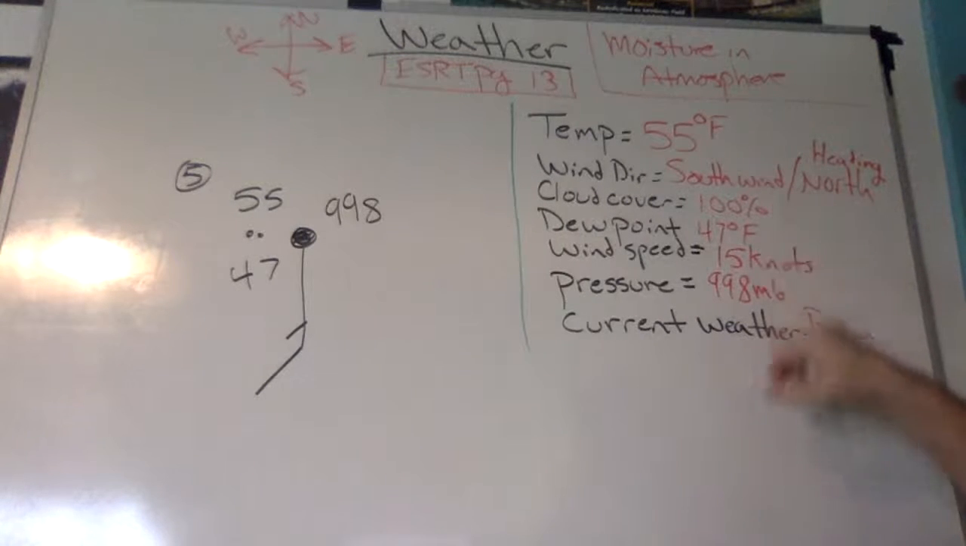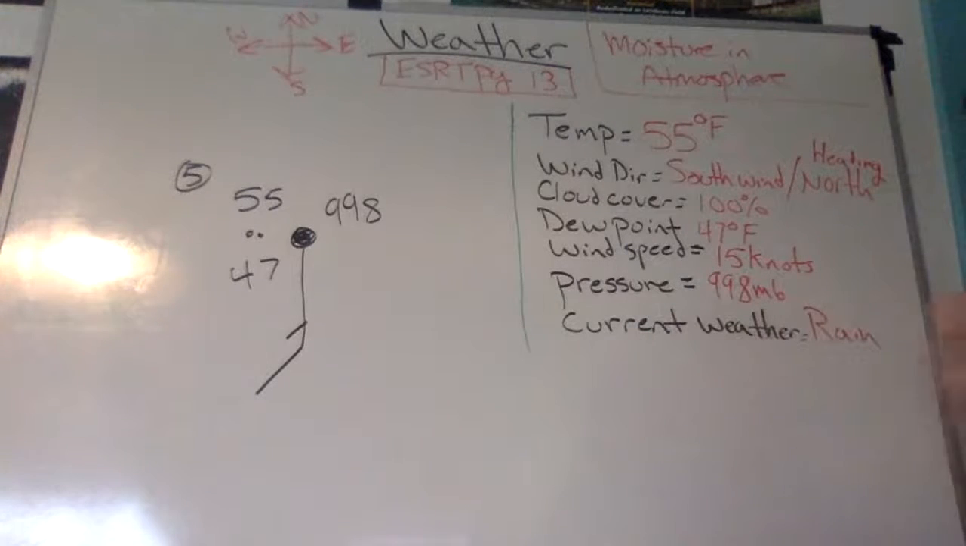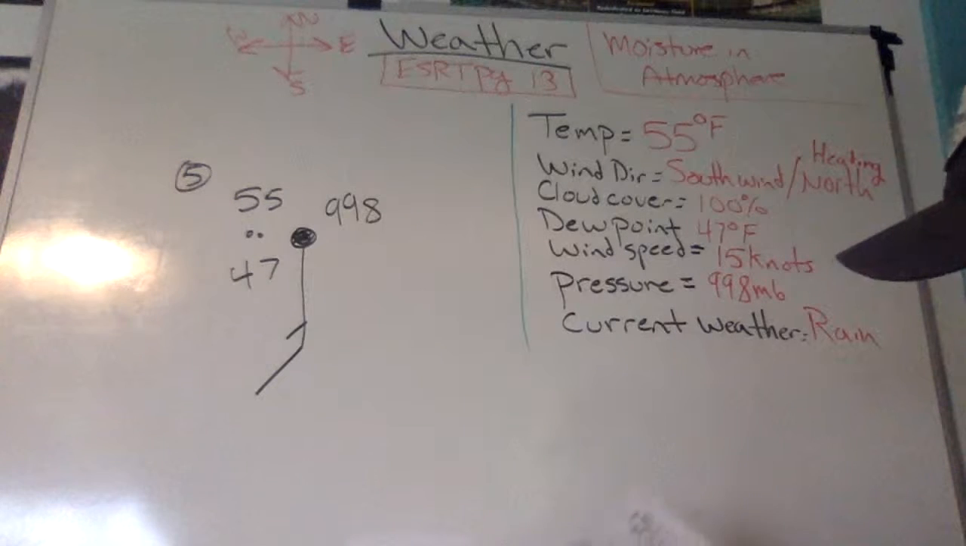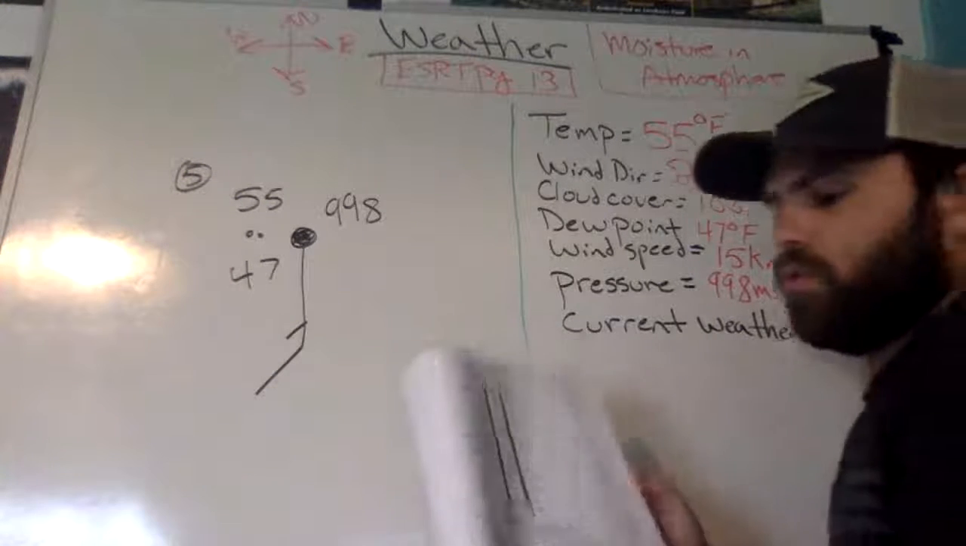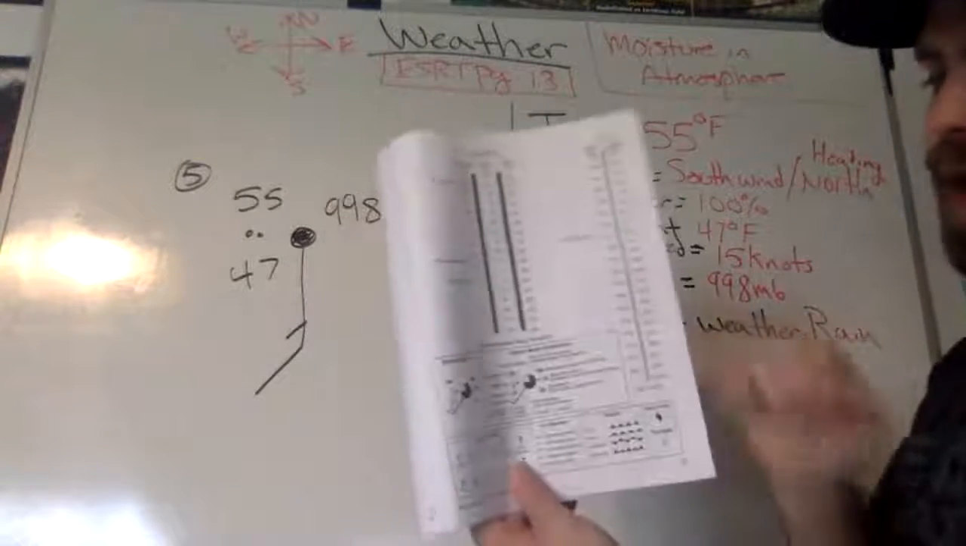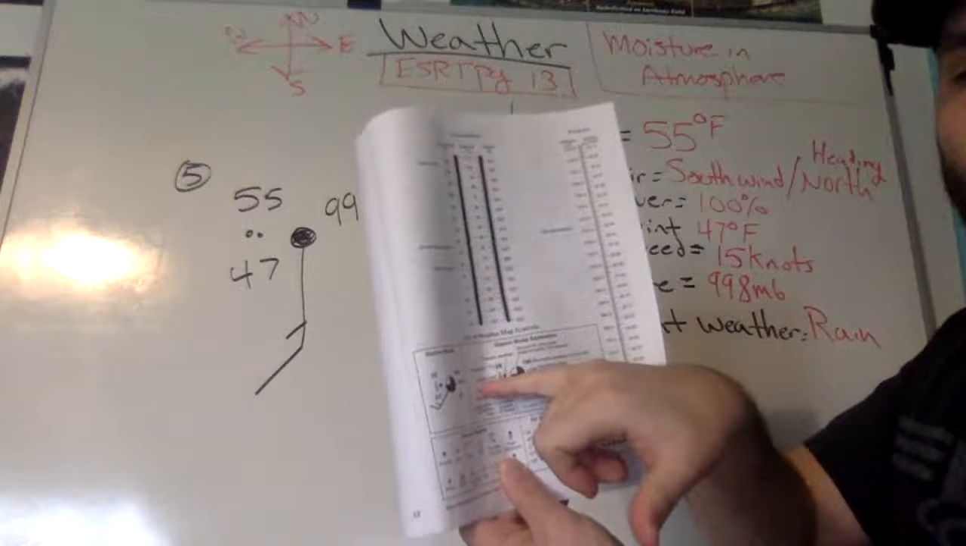You got cloud coverage, the wind, it's 15 knots, and then you go from there, okay? And you have a south wind that's heading north. So just to go back to page 13, you don't have to memorize where all of these are, because if you follow the chart, it tells you what each of those numbers mean, okay?